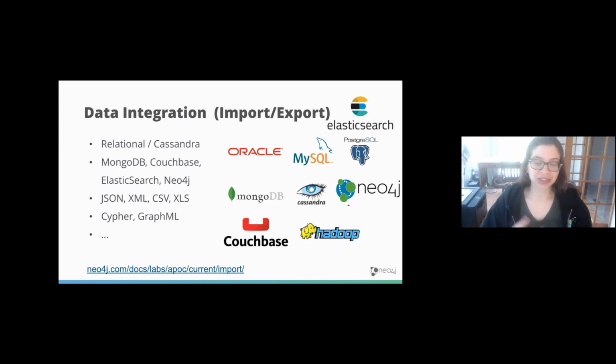And so relational databases, Cassandra, all of these other options for databases, MongoDB, Couchbase, Elasticsearch, other Neo4j instances, all of that, you can import and export data back and forth between those. It also handles a variety of data formats, so JSON, XML, CSV, XLS, etc., as well as Cypher and GraphML. So all kinds of different data formats, as well as just various types of data stores. You can talk back and forth with Neo4j or from Neo4j.